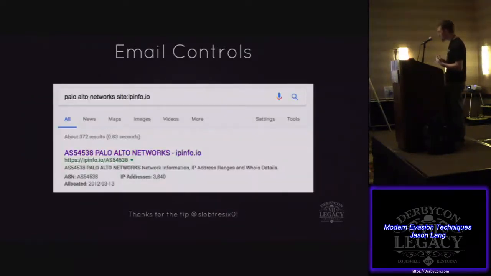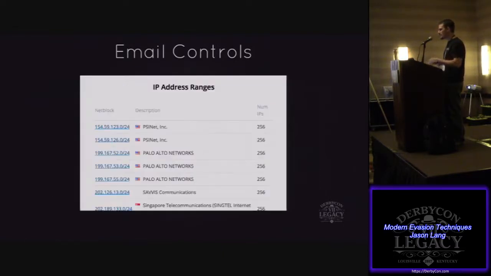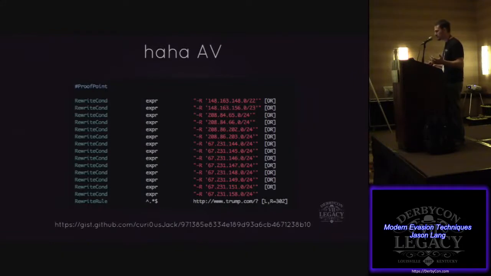Full control. So I did a little bit of research, and there's a site out there, ipinfo.io, and I looked up various companies that do this kind of stuff, like Palo Alto has Wildfire, things like that. So if you go out to ipinfo.io and you find these companies, they will tell you all of their Class C networks, right? So I went off the deep end on this, and this is me redirecting all of Proofpoint to Trump.com. All right? So I thought that was pretty cool.